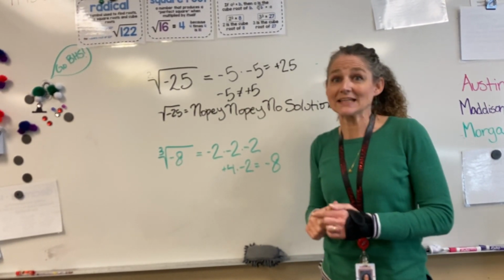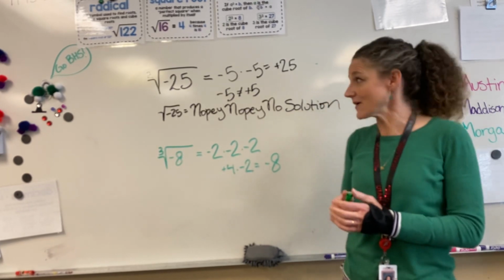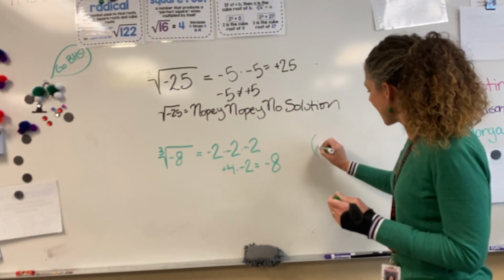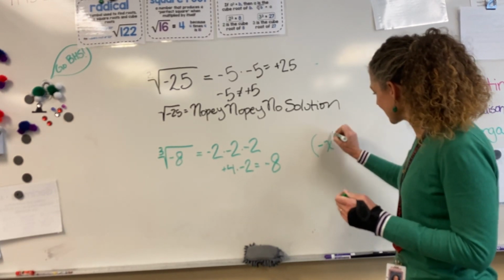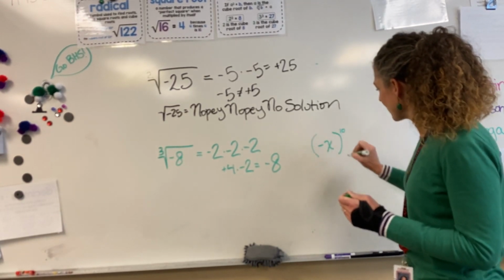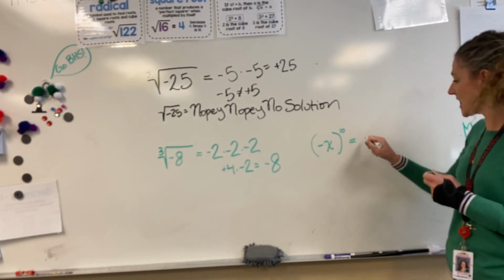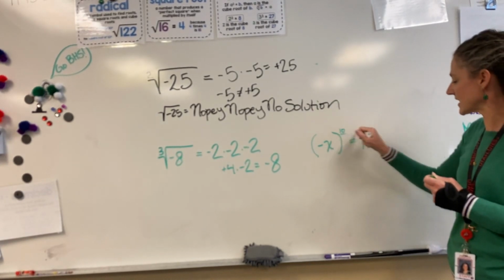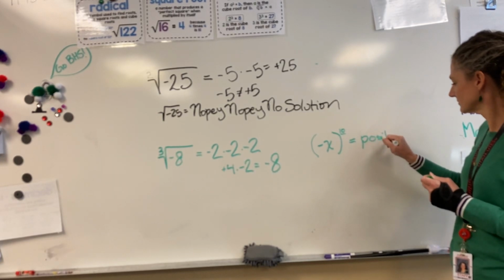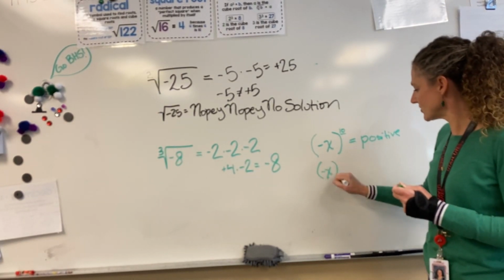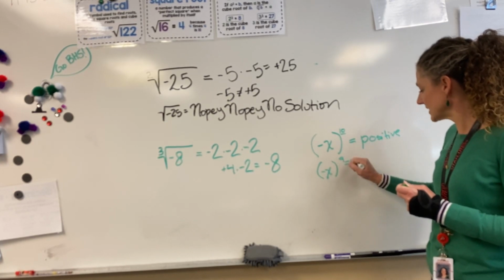Remember back in the olden days at the beginning of the school year when we did exponents and I said if you have like a negative x to the 10th power, what would that be? It would be positive, right? Because it's an even exponent. But if I have negative x to the 9th power, it's negative.